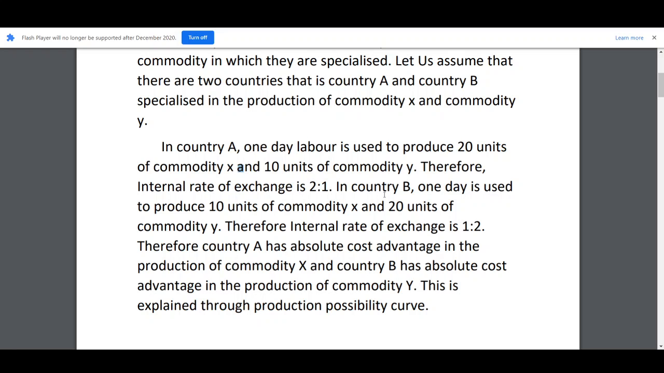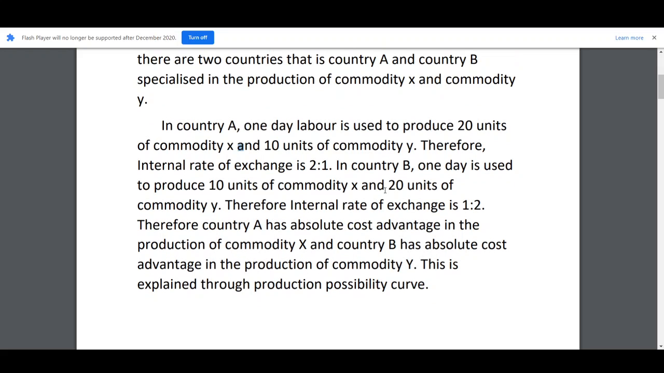Now in country B, one day labor is used to produce 10 units of commodity X and 20 units of commodity Y. So what will be the internal rate of exchange in country B? That is 1:2. Understand? In country A, the internal rate of exchange is 2:1, and in country B, the internal rate of exchange is 1:2.